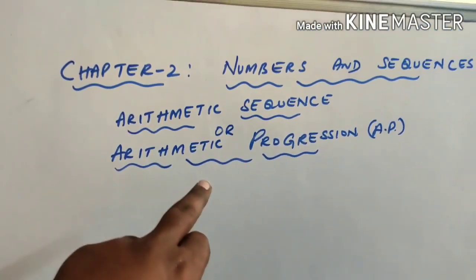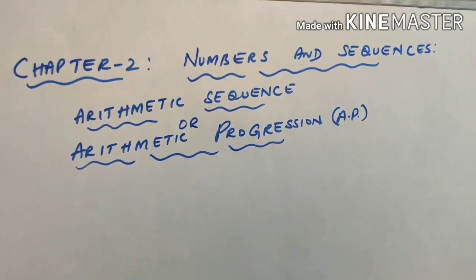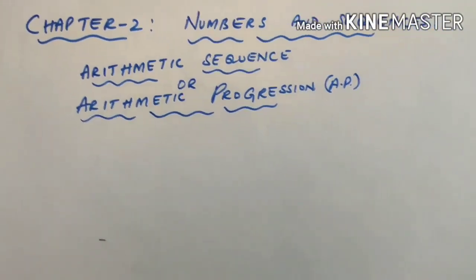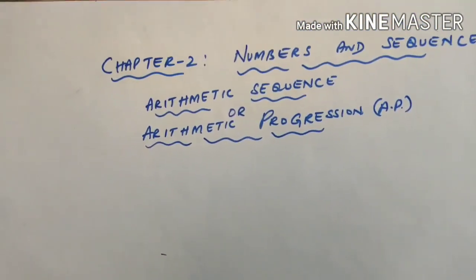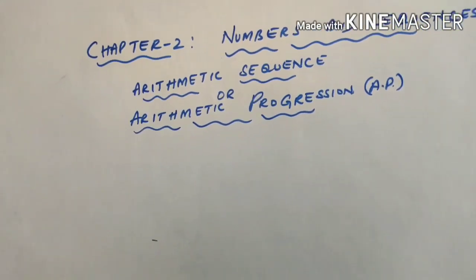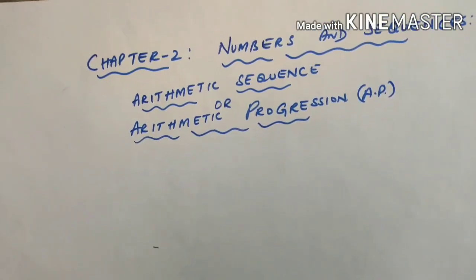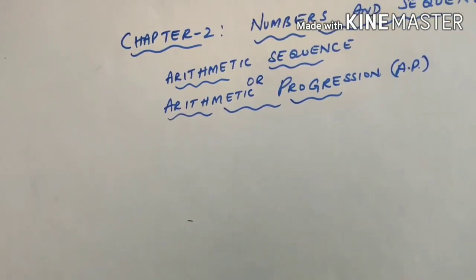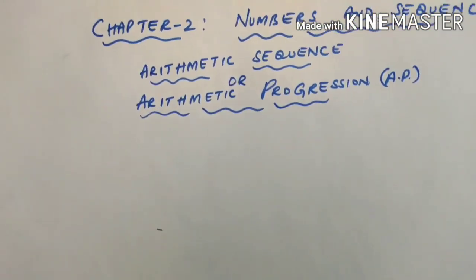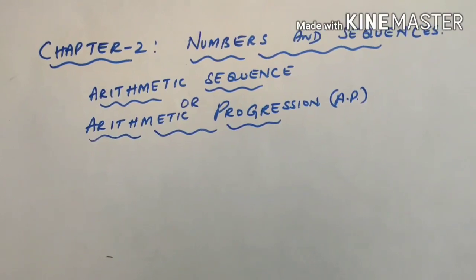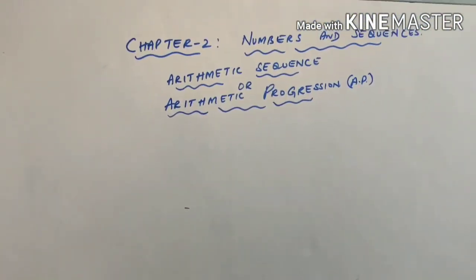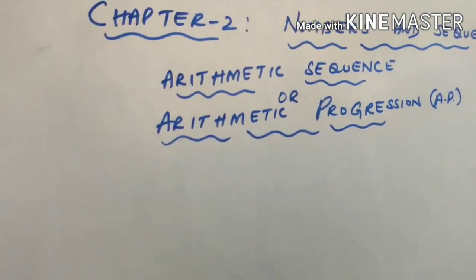So sequence means continuation. Okay, the continuation of anything, happening next, that is called consecutively happening, or the continuous happening of incidents we call a sequence. Okay, in maths, sequence means you can say using numbers.